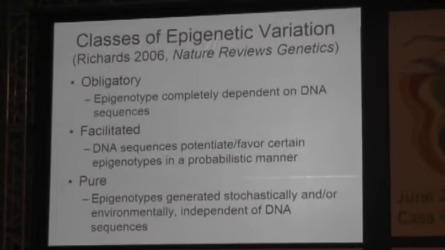There's also facilitated epigenetic variation, where there's some decoupling between the epigenotype and the nucleotide-based genotype, so that certain DNA sequences will favor certain epigenotypes in a certain context, but in a probabilistic manner. So you can't necessarily predict with complete certitude that a particular DNA sequence is going to give you a particular epigenotype. There are other factors contributing to the determination of the epigenotype. And then there's pure epigenetic variation. These are epigenotypes that are generated stochastically or in response to environmental variation, completely independent of DNA sequences.